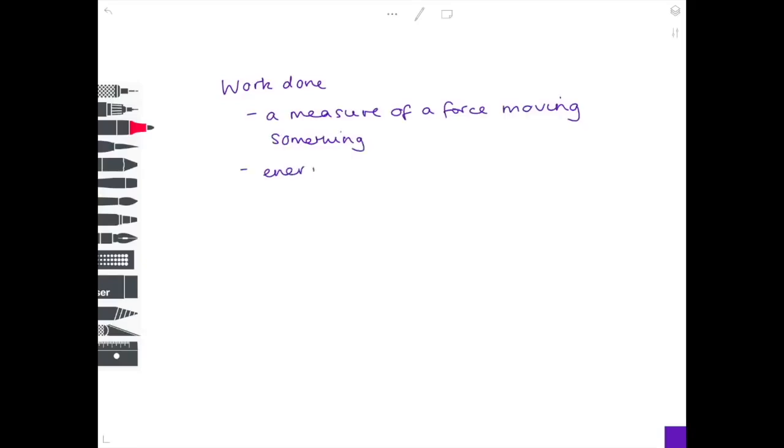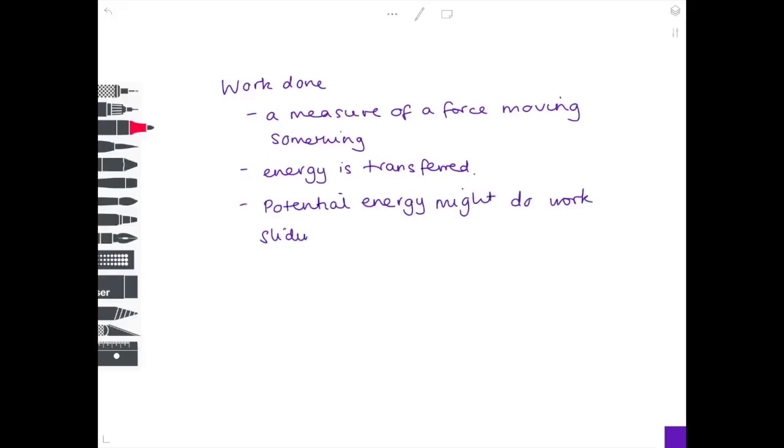Let's look more closely at the term work done. What does work done actually mean? Well, it's a measure of a force moving something. And crucially, whenever work is done, energy is transferred. An example could be potential energy doing work by sliding a brick across the ground.